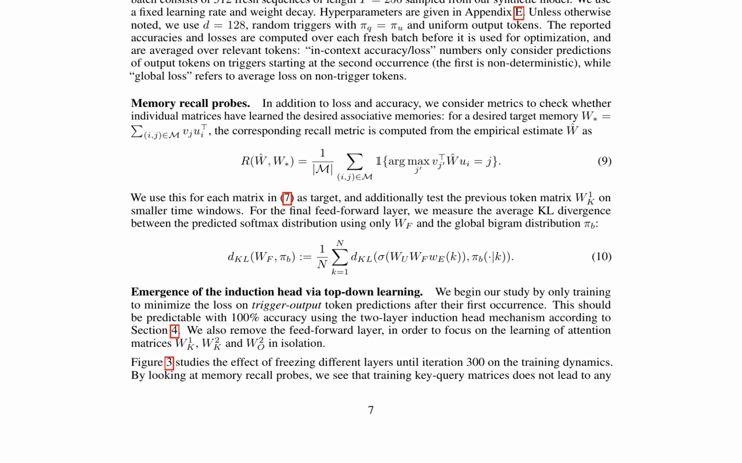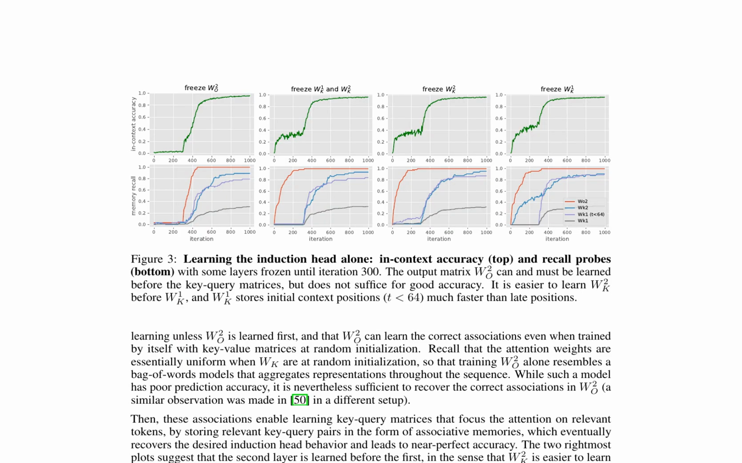The results show that training key-query matrices does not lead to learning unless the output matrix W20 is learned first. W20 can learn correct associations even when trained alone with key-value matrices at random initialization, resembling a bag-of-words model. The associations in W20 enable learning key-query matrices that focus attention on relevant tokens, eventually recovering the desired induction head behavior.